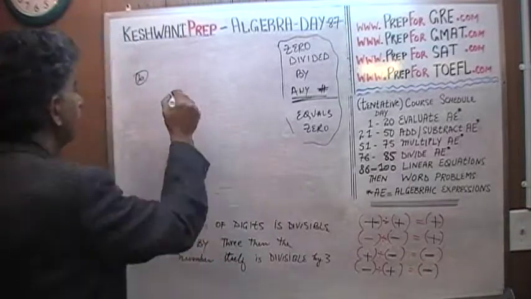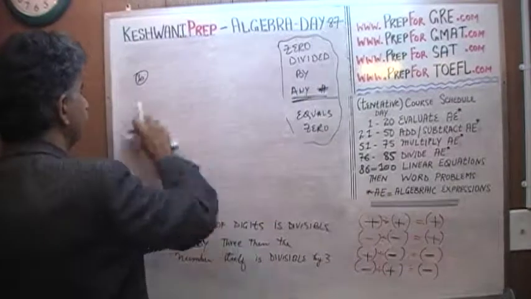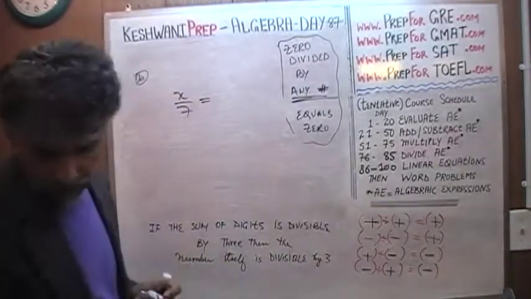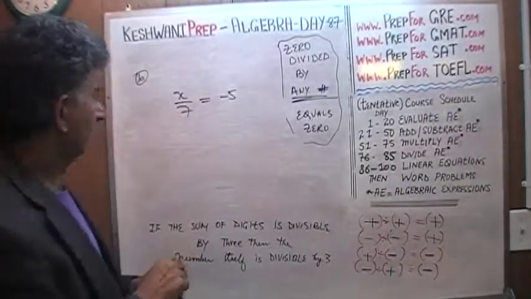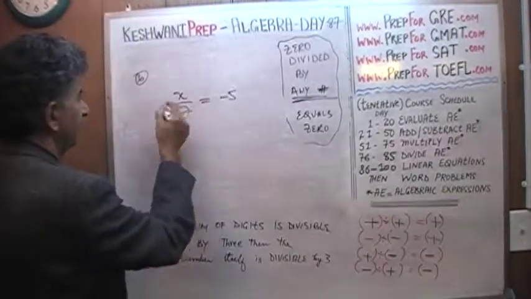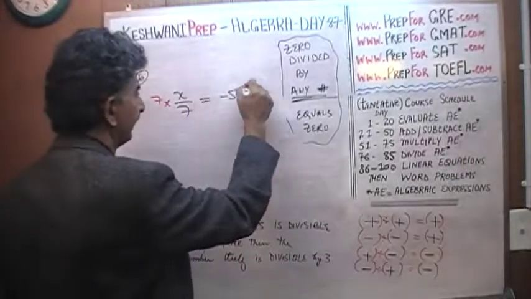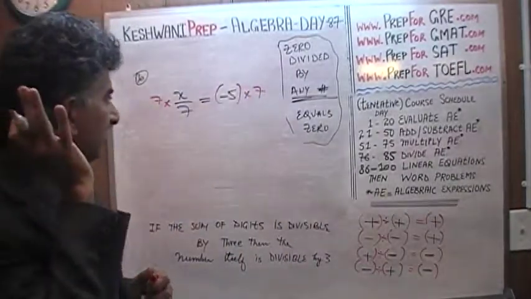X over 7, the same kind, x over 7 equals negative 5. How do we get rid of the 7? From the bottom here, multiply both sides of the equation by 7. Multiply this side by 7, multiply this side by 7. And put the negative 5 in the parentheses so it's easy to keep it separate.